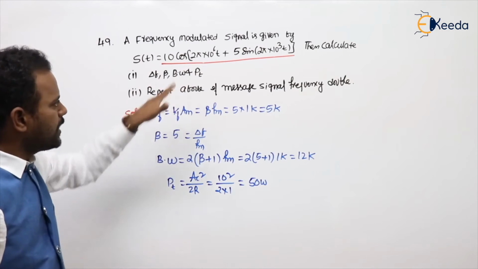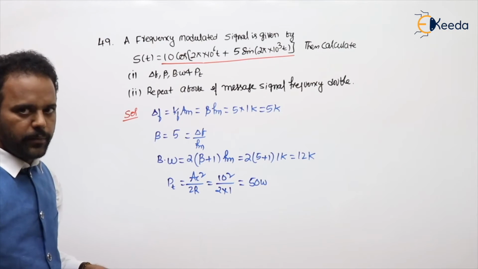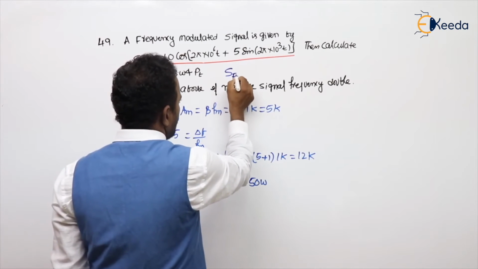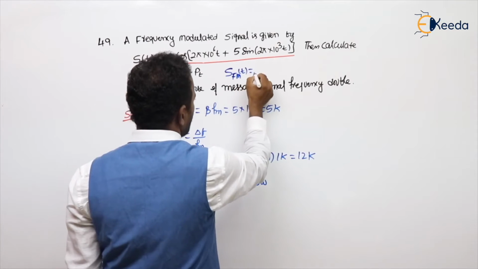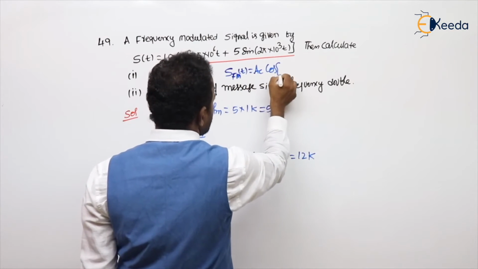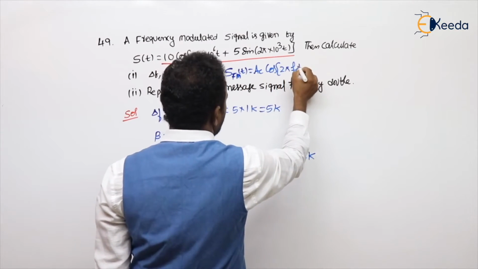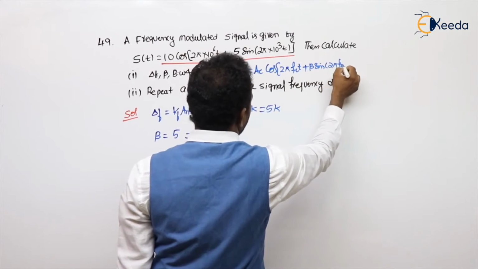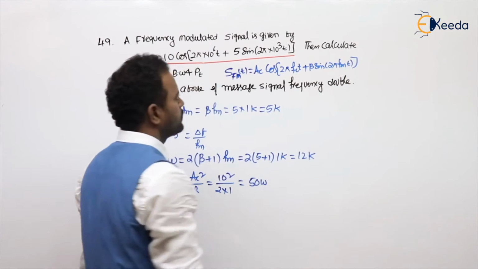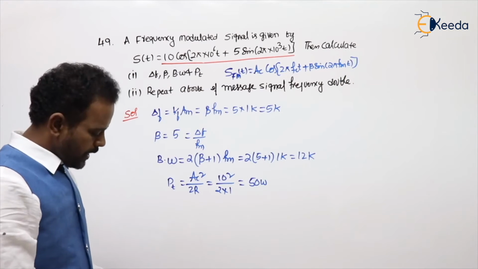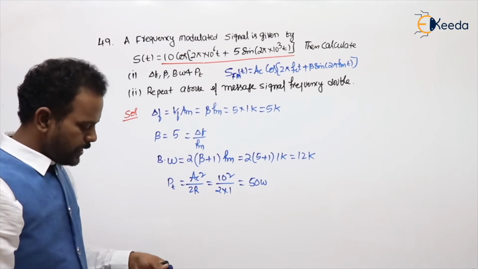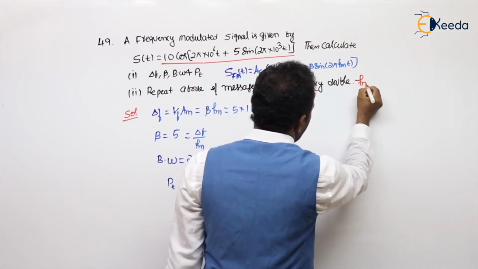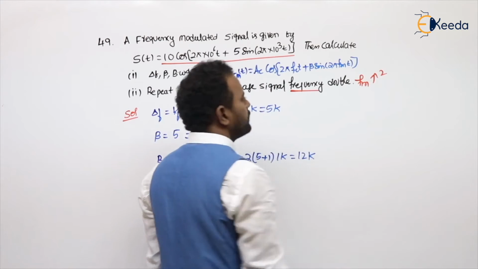Just comparing with the standard expression of FM, that is the expression number 12. What is SFM of t equal to? AC cos 2 pi FCT plus beta sine 2 pi FMT. What is the second problem they are saying? Repeat, if message signal frequency is double, FM is double, then what?